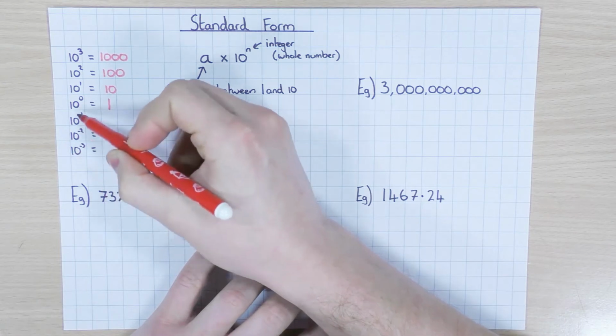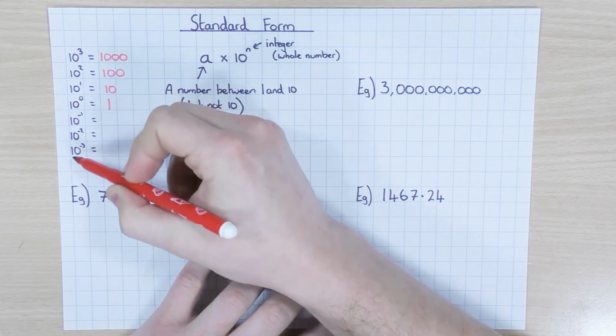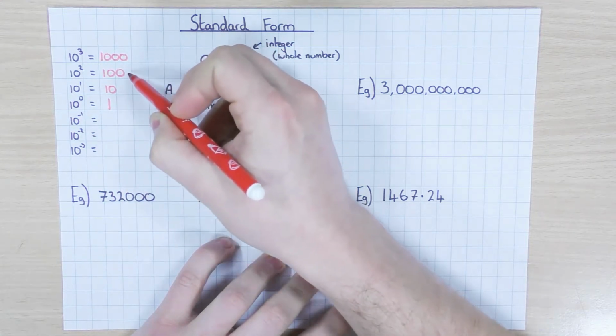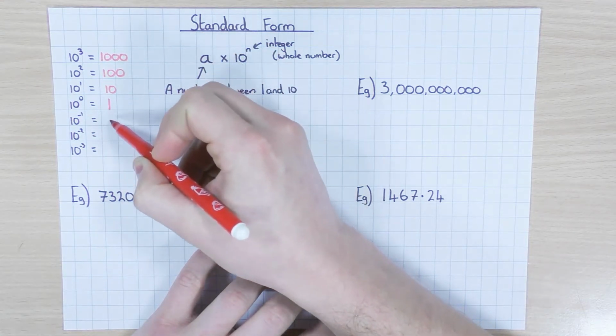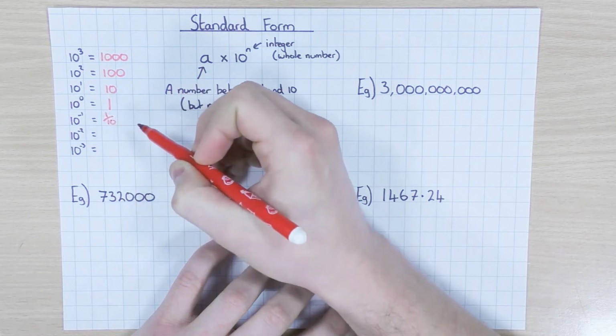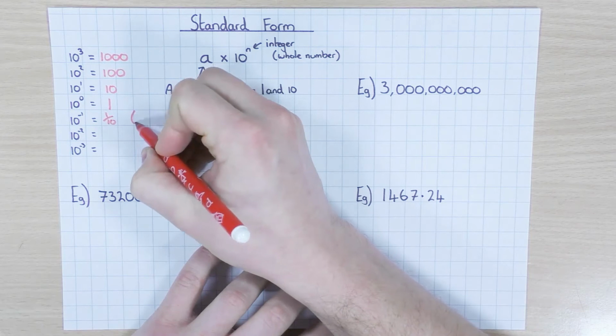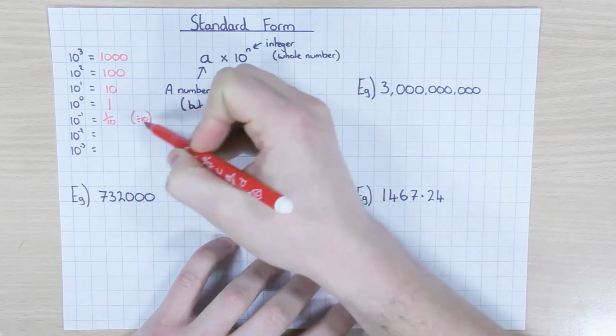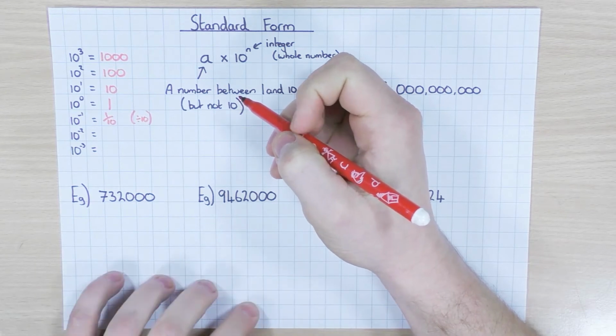And this is more what I'm doing this for, when you have a negative power. So if you have 10 to the power of minus 1, as I said, you keep dividing by 10, so I'll do 1 divided by 10, which is 1/10. But essentially, that is the same as saying dividing by 10.